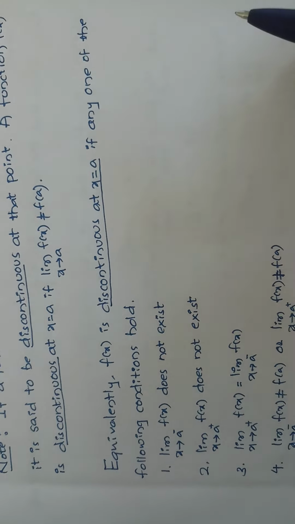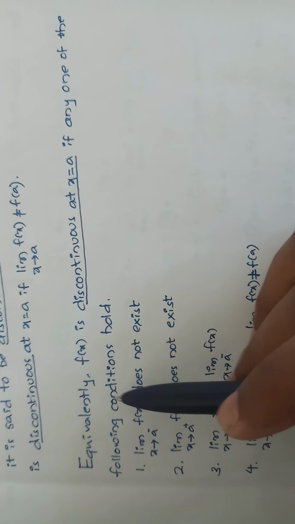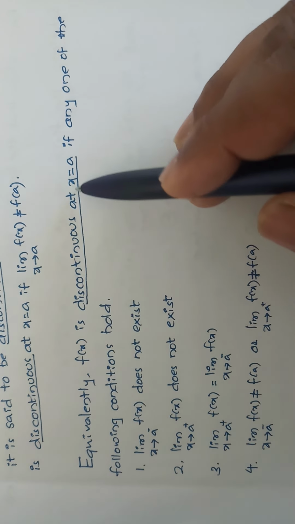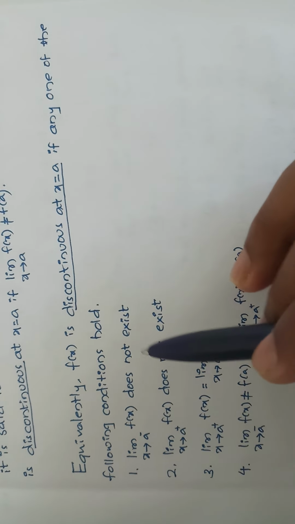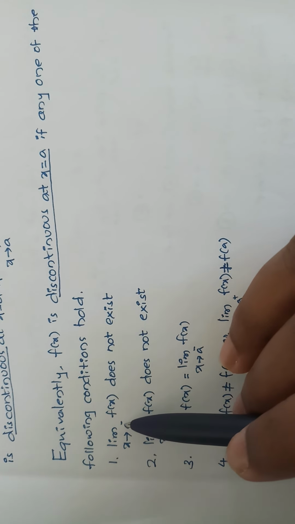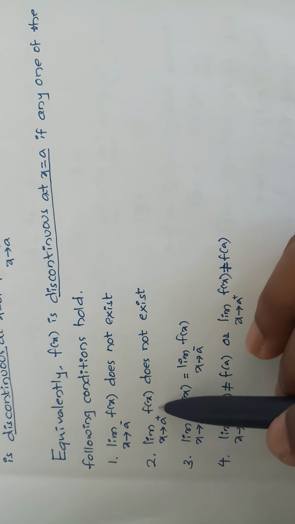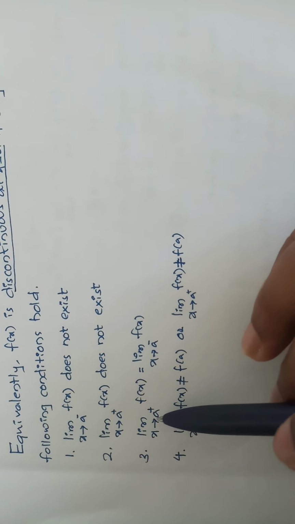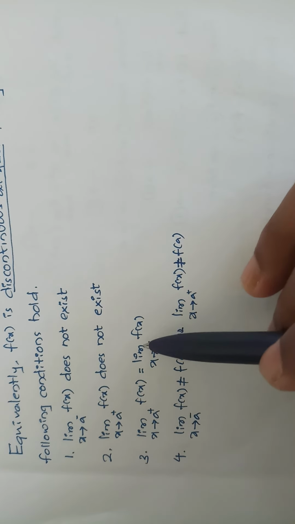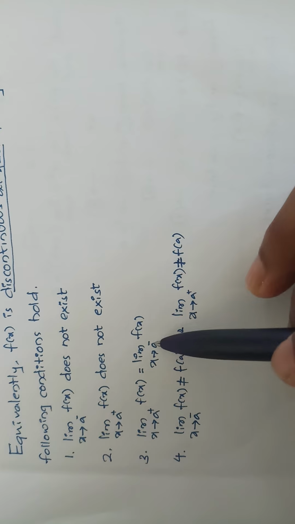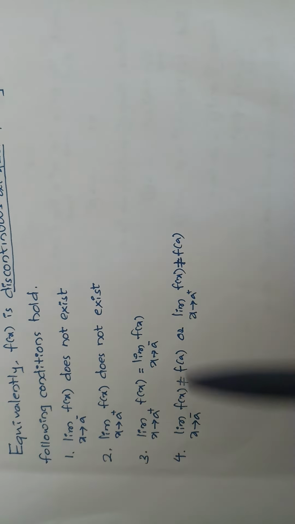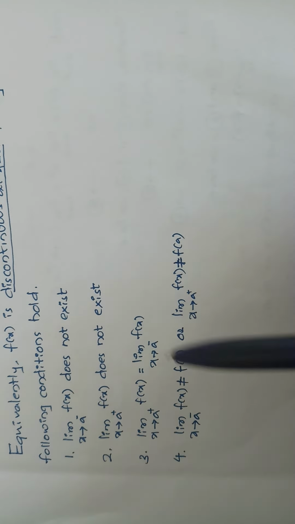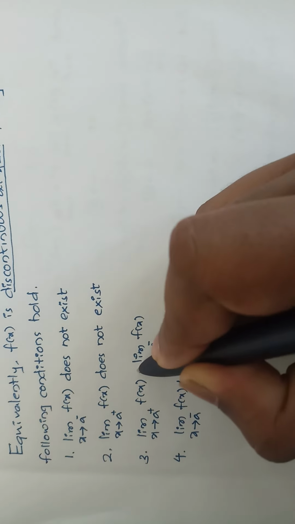So another equivalent definition is: f of x is discontinuous at the point x equals a if any one of the following conditions hold. That is, the left hand limit does not exist, the right hand limit does not exist, or the limit as x tends to a from the left of f of x equals the limit as x tends to a from the right of f of x, but the value of the function is not equal. If these two are equal and the value of the function is not equal, then also the function is discontinuous.